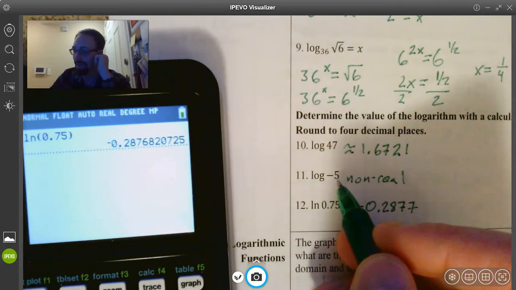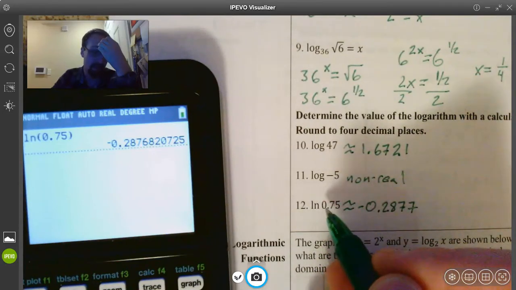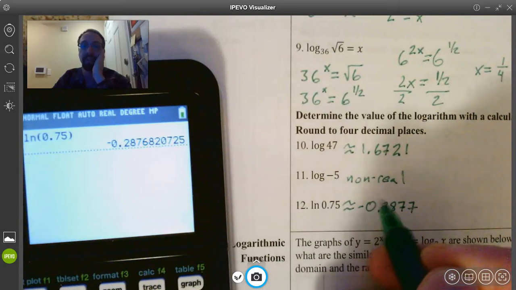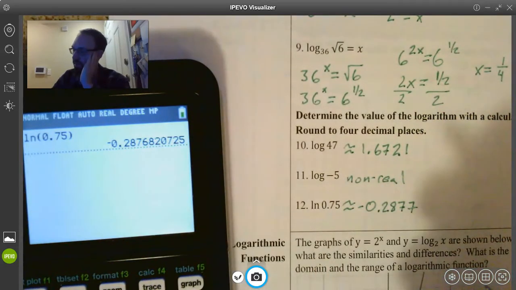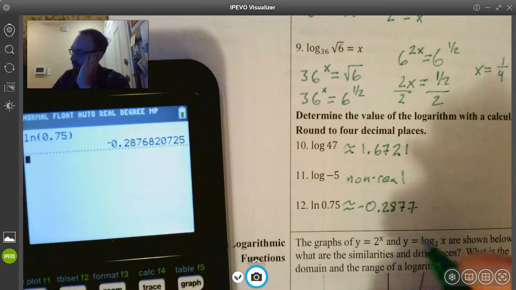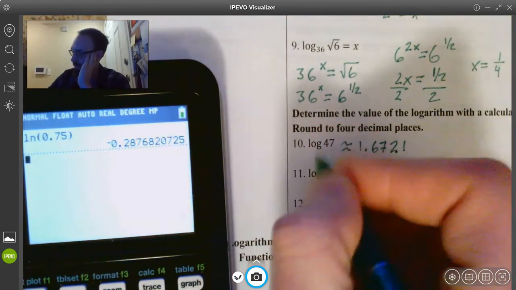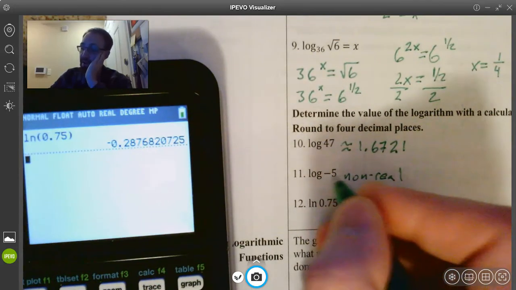Sorry, we can't take the log of a negative number; we get a non-real answer. And then if we take the log of a number between 0 and 1, that's how we end up with a negative result. So positive because it's greater than 1, negative between 0 and 1, and if it's a negative, then it's not real.